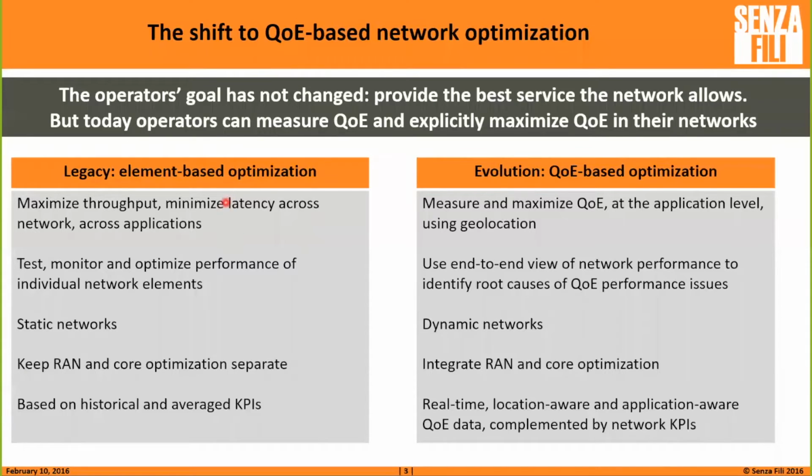So in a legacy environment, operators will try to maximize throughput and minimize latency. Basically, at each step and every point in the network, they will try to get the best performance locally that they could possibly achieve across applications and everything, and that is good. So you try to optimize the capacity.